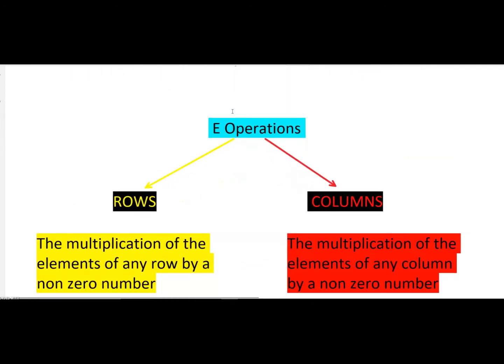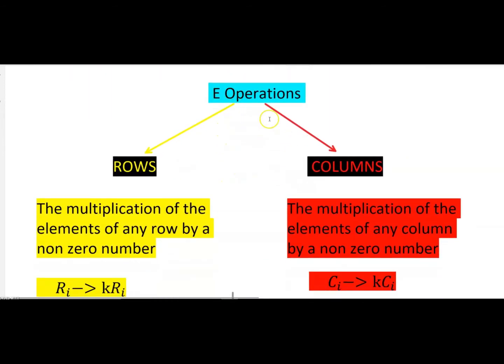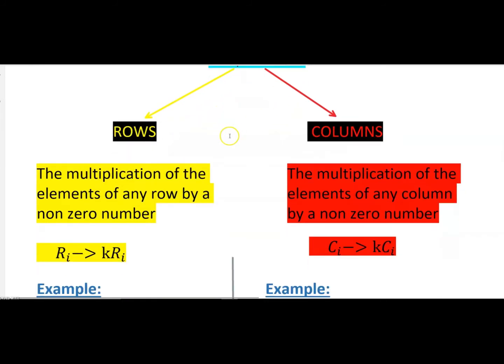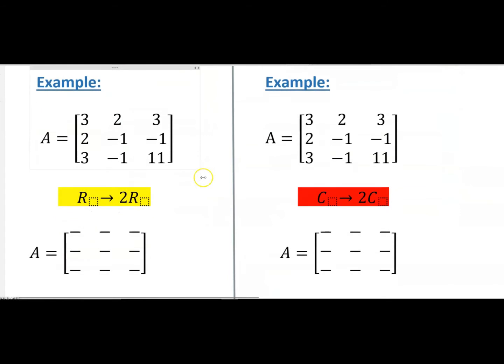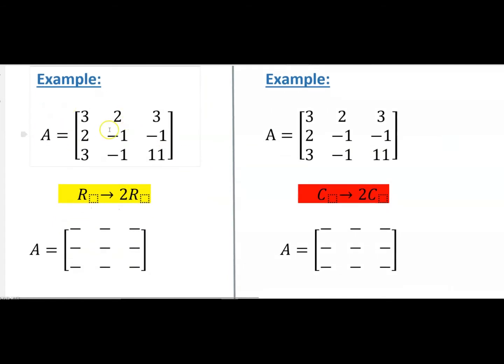Let's move to the second one. Again, the same operation we can apply for rows as well as for columns. The operation is the multiplication of the elements of any row by a non-zero number. We can multiply one row in the matrix with any non-zero number, and the same operation applies to a column also. Let's solve it by taking one example. Suppose this is a matrix with 3 rows.